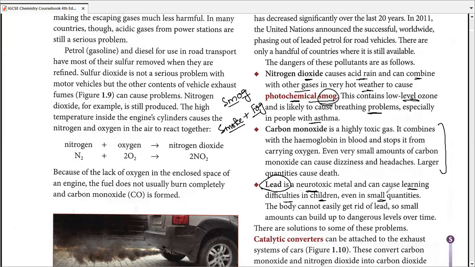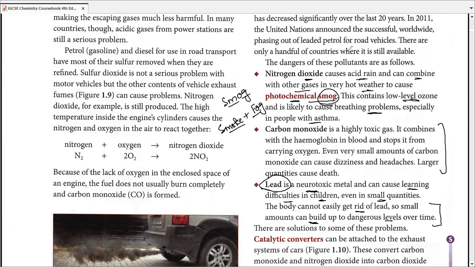Okay? Previously, we regarded that as dumbness in children. Later on, we understood it's neurotoxic and it's actually becoming a problem. So the body of a child does not know how to get rid of lead. So small amounts can build up to dangerous levels over time. And the same thing may happen to an adult, not just to a child. For an adult, the body knows how to get rid of very small amounts of lead, but the buildup may be problematic for any of them, be it an adult or a child.